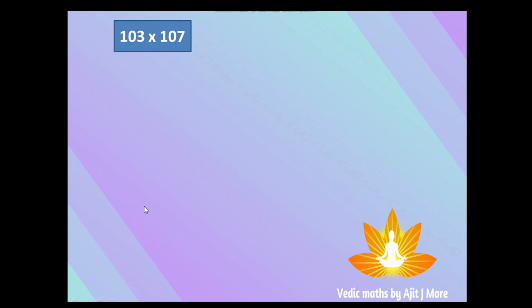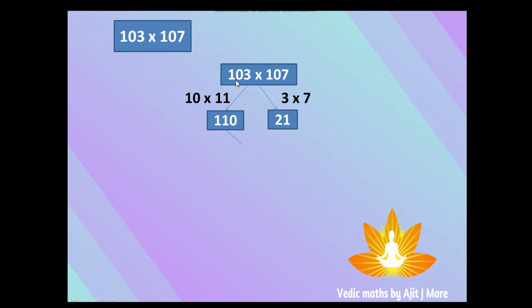What I had told you, how to find out? The first part is what comes before the unit, that is 10, and what is after 10? 11. Multiply 10 into 11, 110. That is the first part. And the second part is so simple, just multiply the unit place digits, 3 and 7. So multiplying 3 with 7, 21. Combine this, you'll get the answer 11,021. That simple it is.